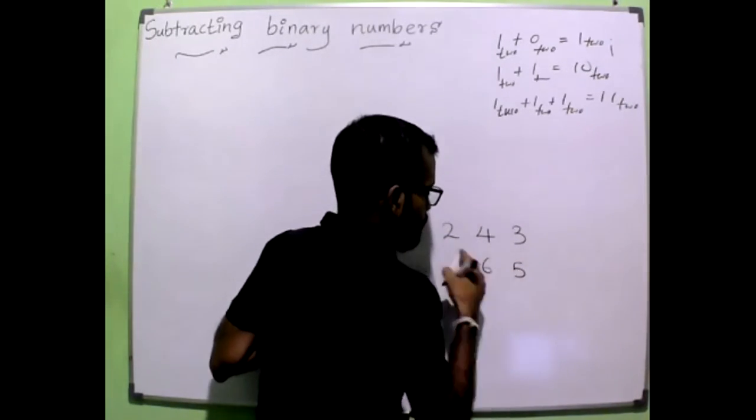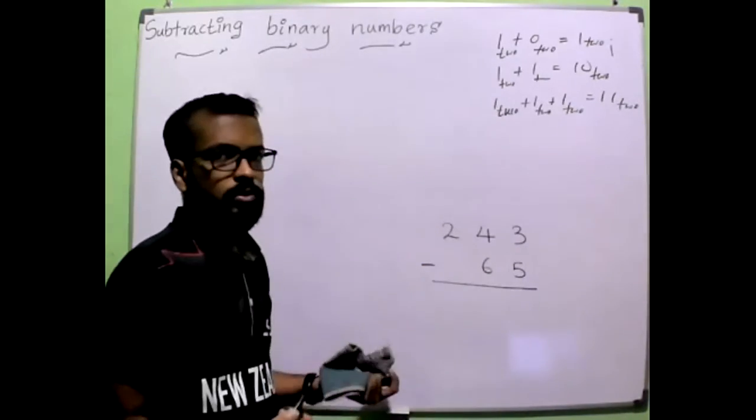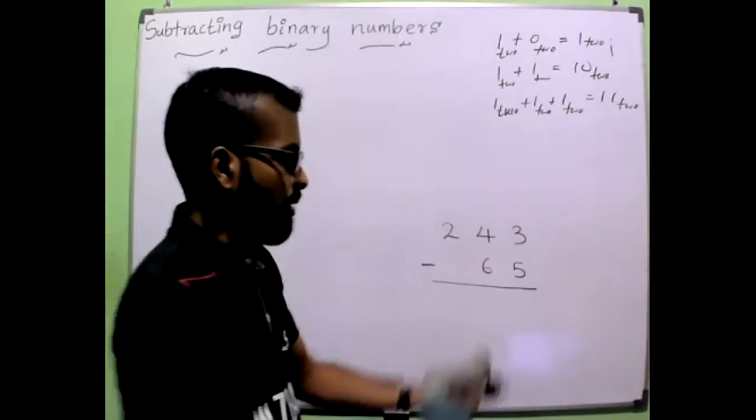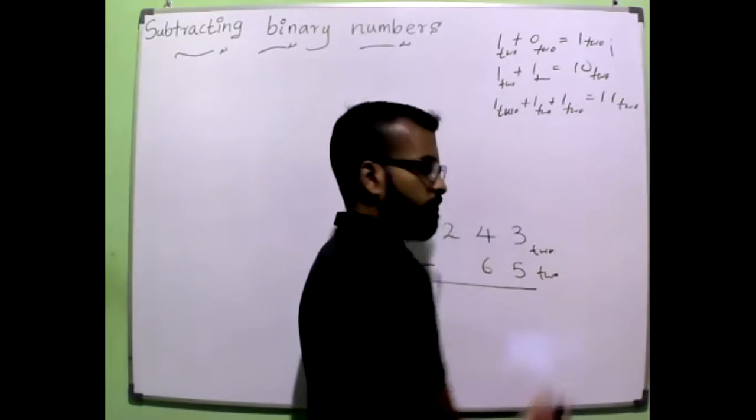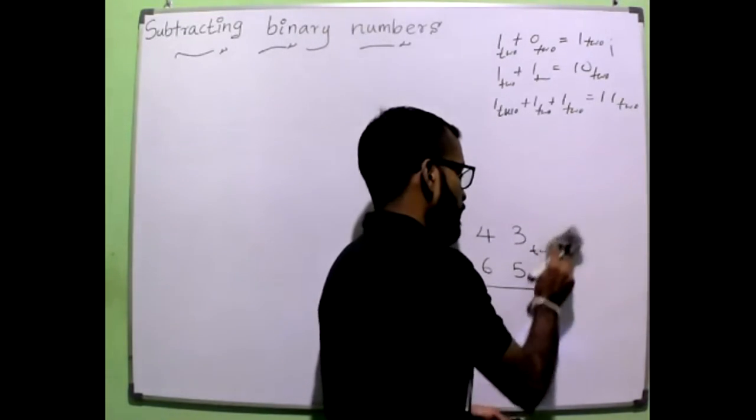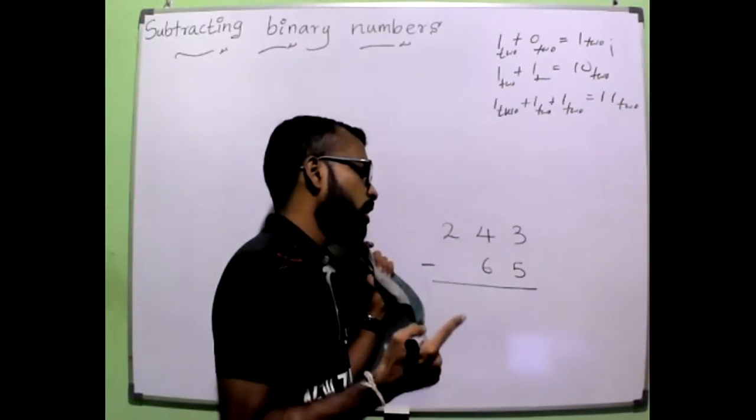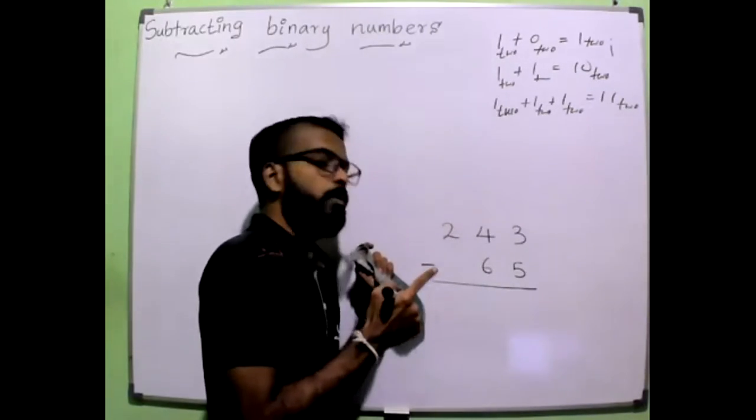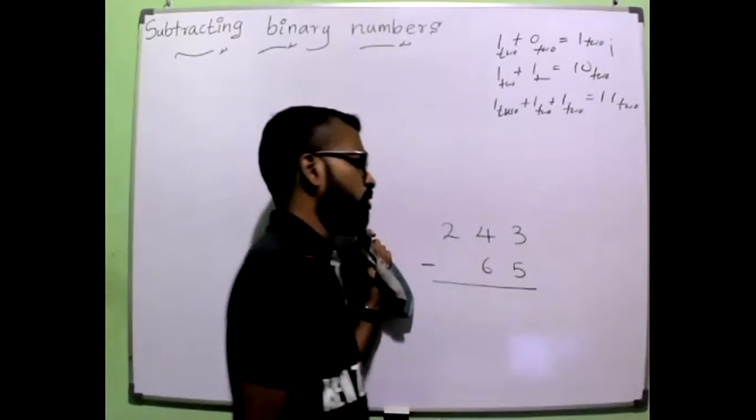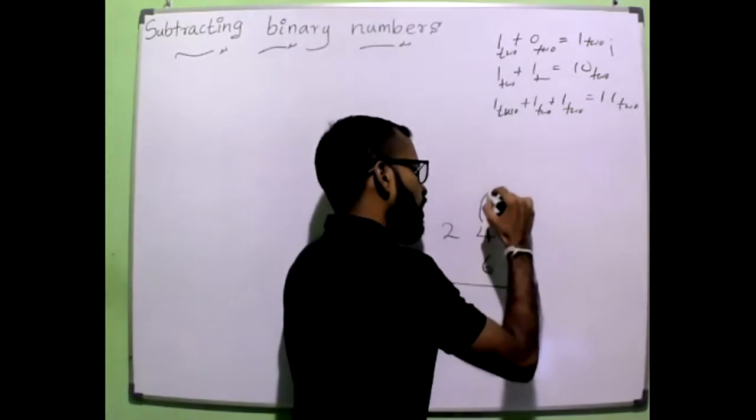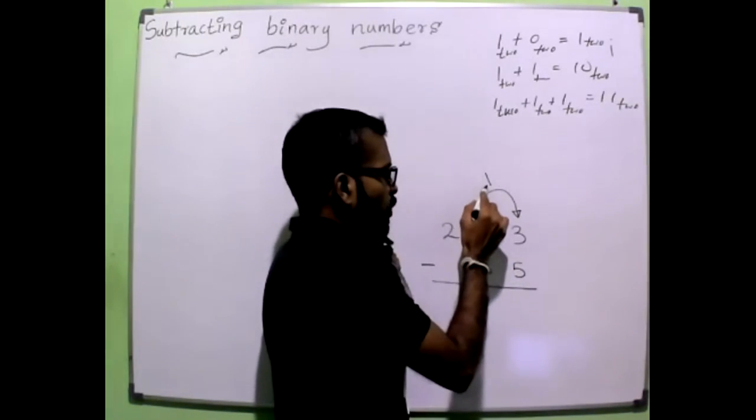65 from a given number. So this is base 10. This is not binary numbers because I haven't put 2 here. Right? So these are not binary numbers, these are base 10. So you know how to subtract base 10 numbers. 3 minus 5. Can you do that? No. So therefore you have to take 1 from here.